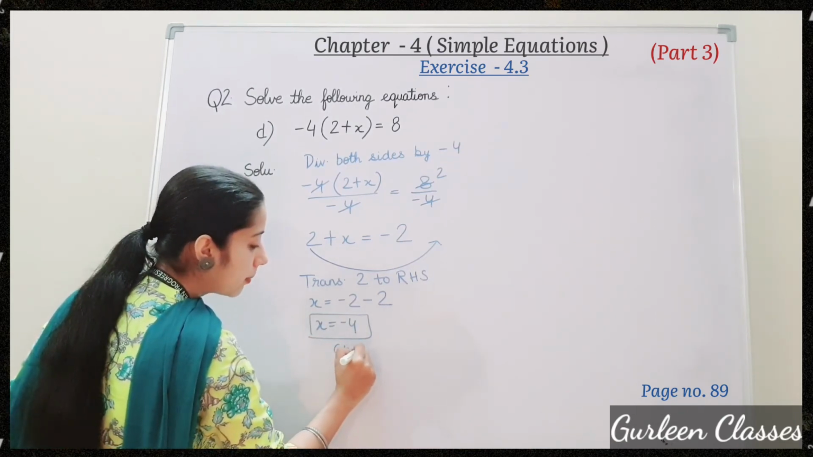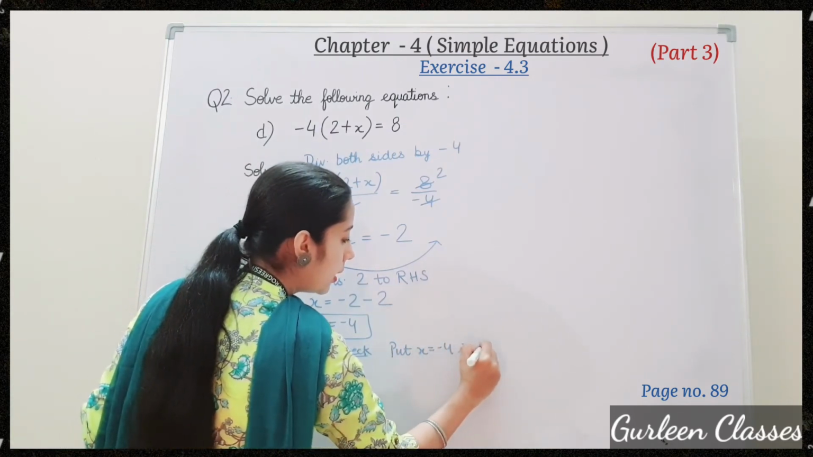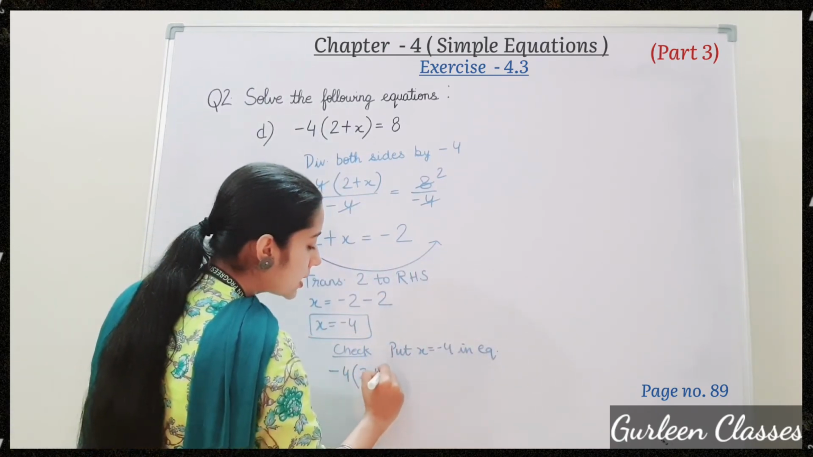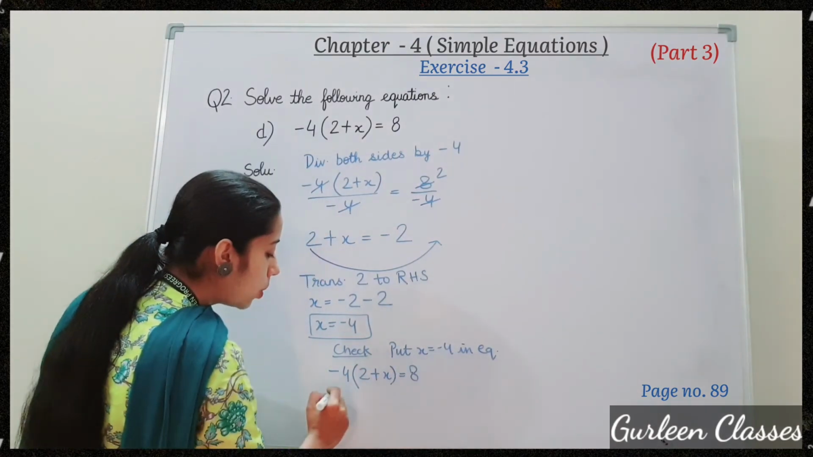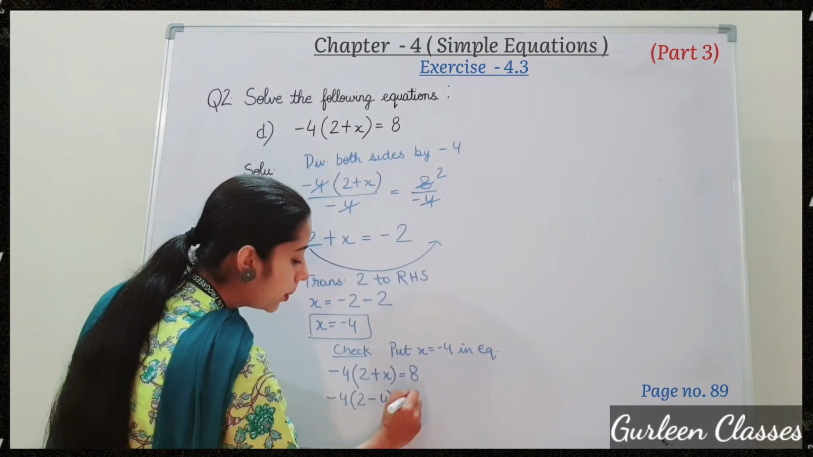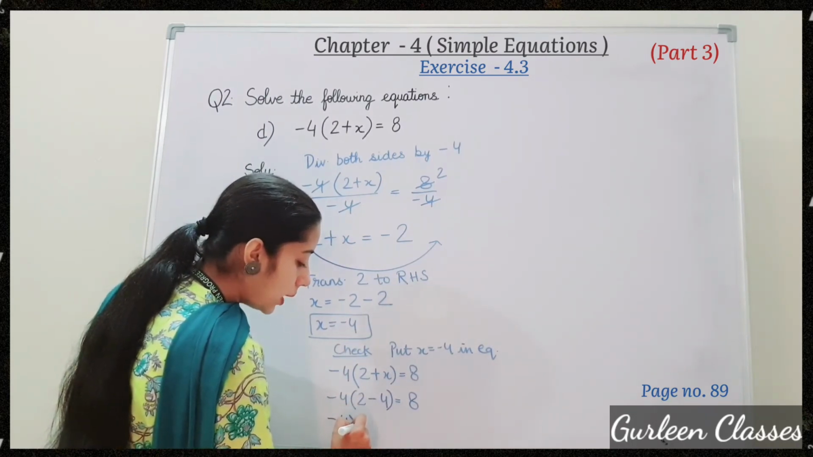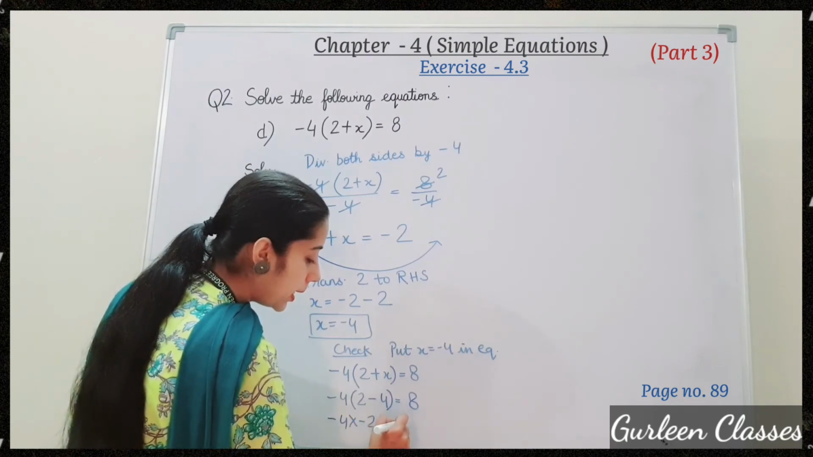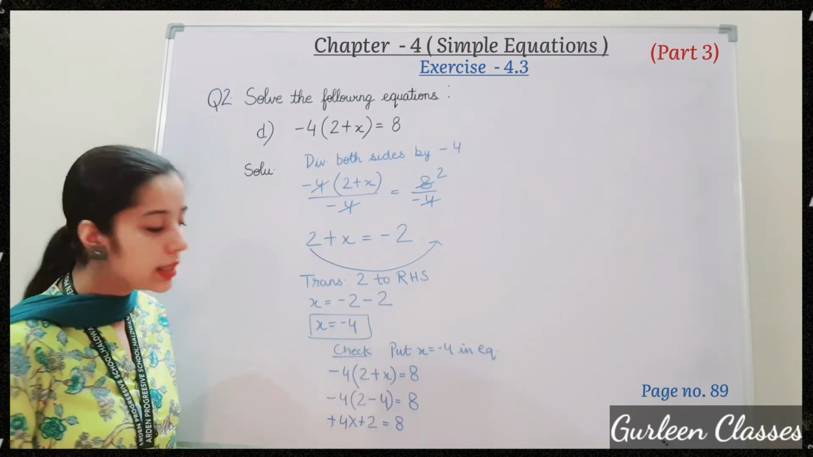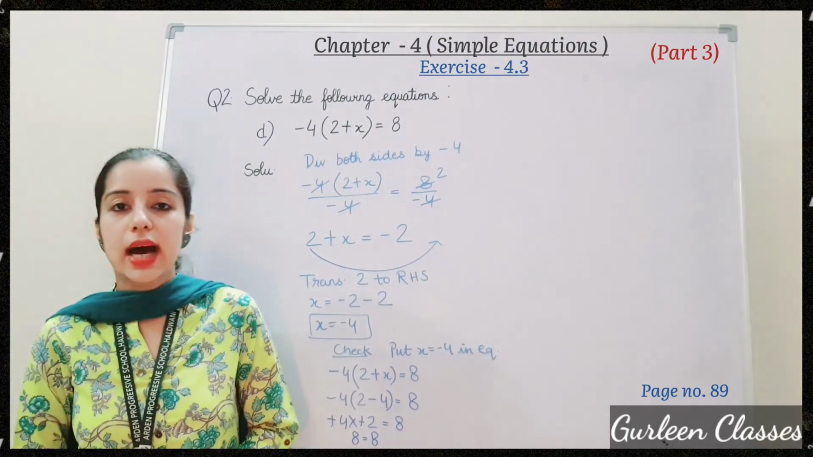So now check. Put x is equal to minus 4 in the equation. What is the equation? Minus 4 bracket 2 plus x is equal to 8. Value of x is minus 4. So 2 minus 4, it is minus 2. We will multiply minus 4 into minus 2. That is equal to 8. We know that minus minus in multiplication is cancelled. It will be plus. So 4 2s are 8 is equal to 8. Both the sides LHS and RHS are equal.